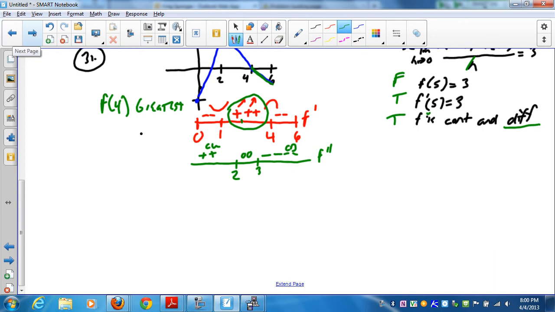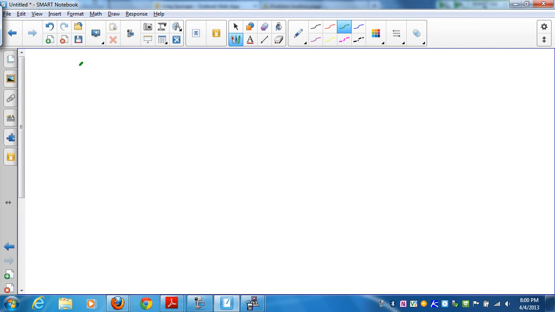And let's take a look at 33. 33 has, they've given you the derivative, right? And they want to know, where does it have a local maximum? Well, in order for a derivative to have the local maximum, it would be what?